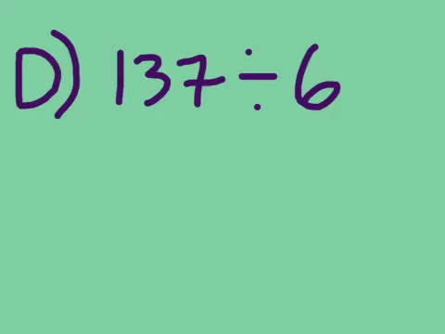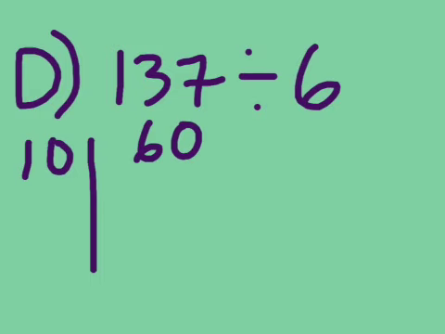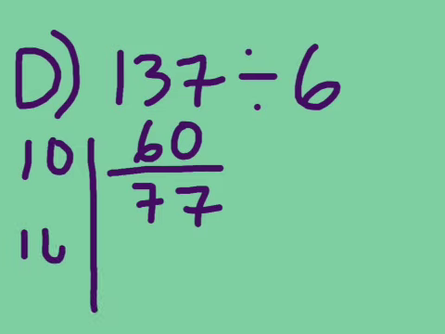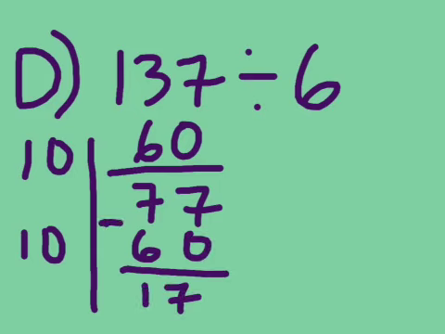For letter D, I have 137 divided by 6. So I start out trying to make 10 groups of 6. That gives me 60. Subtract those and I get 77. Can I make another 10 groups? Yes, I can. So another 10 groups would be 60. Subtract those and I get 17. Now I have 17 left over.